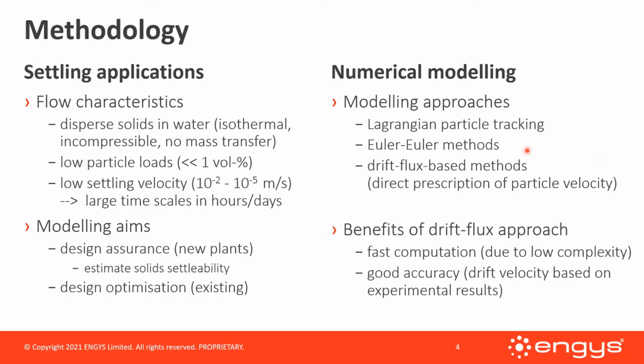However, there's also the drift flux-based methods in which the relative velocity between particle and fluid is explicitly specified. This has two main benefits. First, it boasts a fast computation time compared to the more complex methods. This is very important as the involved processes are timed in hours and even days. And second, it also has good accuracy since the specified drift flux is based directly on experimental data.